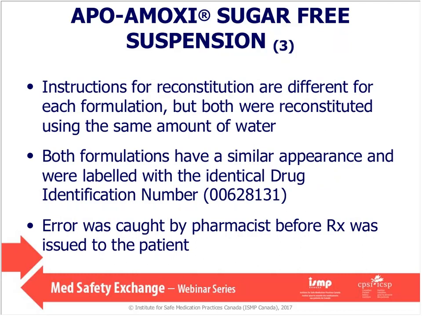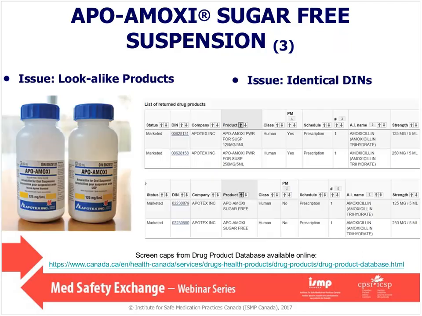Both bottles have a very similar appearance, and both bottles carry the same drug identification number, 628131. The error was fortunately caught by the pharmacist before the prescription was issued to the patient. So there are the products. As you can see, there was 2 issues that fell within Health Canada's mandate that were identified in this article as contributing to the error.